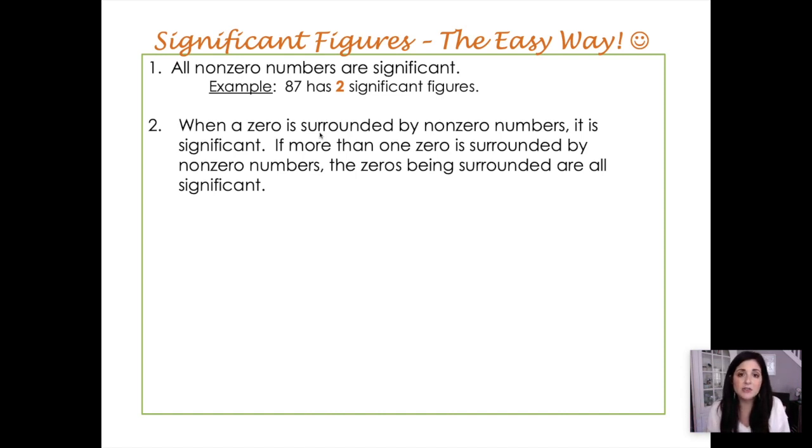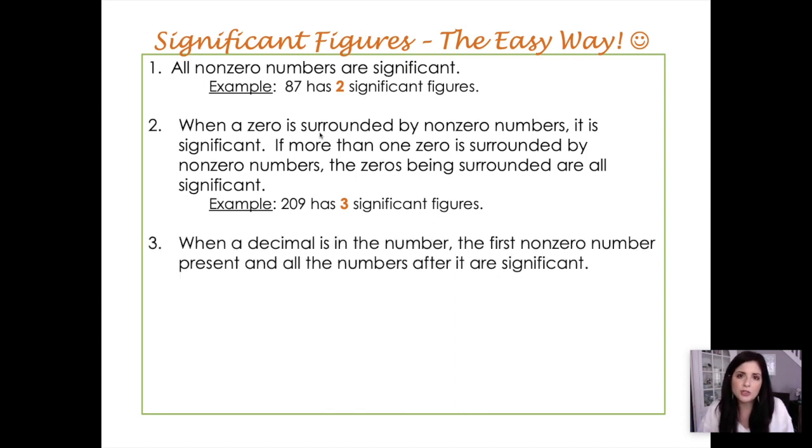So if you have a zero that's surrounded by numbers that are not zero, or from 1 to 9, for example, the number 209, the volume of the solution was 209 milliliters. That zero that's sandwiched or surrounded by non-zero numbers is considered significant in this case. That number is important. It's a part of that measurement. It counts. So that has three significant figures.